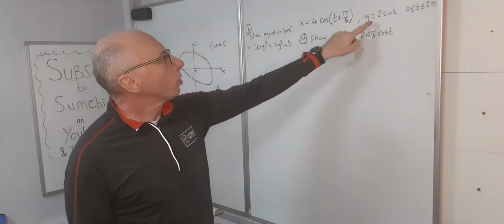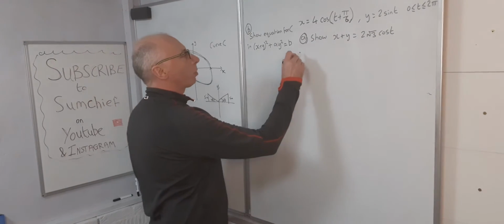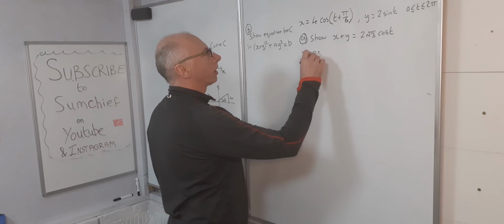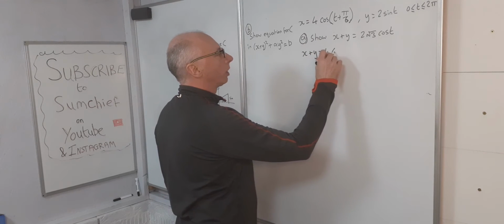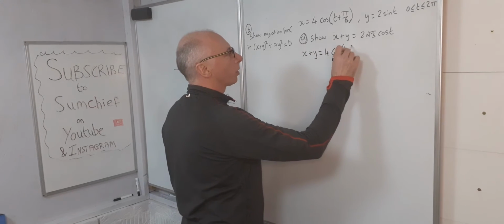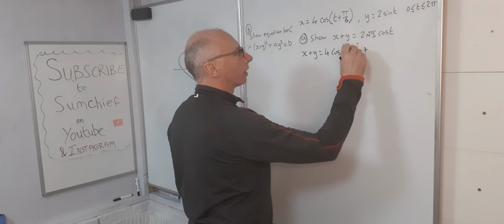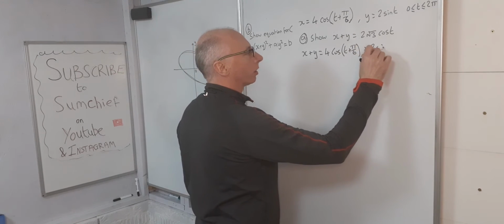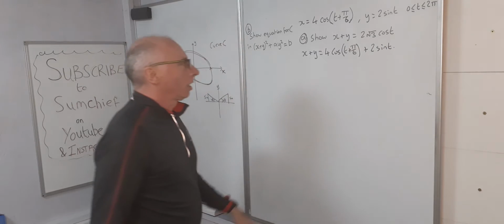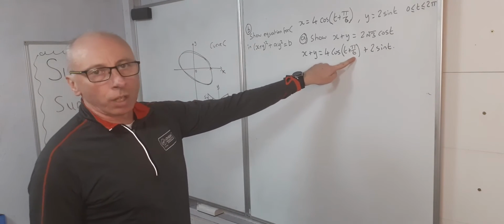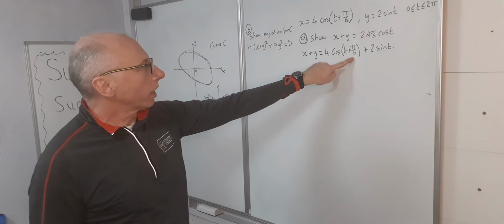So x plus y equals 4 cosine (t plus pi over 6) plus 2 sine t. Okay. Now we've got a bit of a problem here with the cosine. We've got t plus pi over 6.